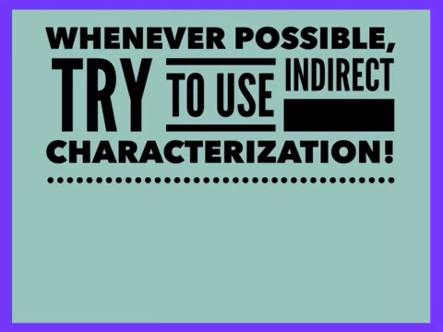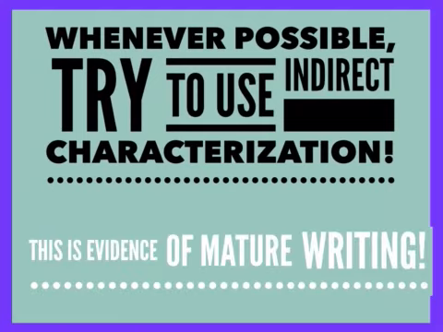Whenever possible, try to use indirect characterization in your writing. This is evidence of mature writing. When we use direct characterization, it can come across as a little bit elementary. See Spot walk, see Spot run. Never underestimate the intelligence of your reader. Make them work for it. But as the writer, you need to describe the character in such a way as to lead the reader in the right direction.